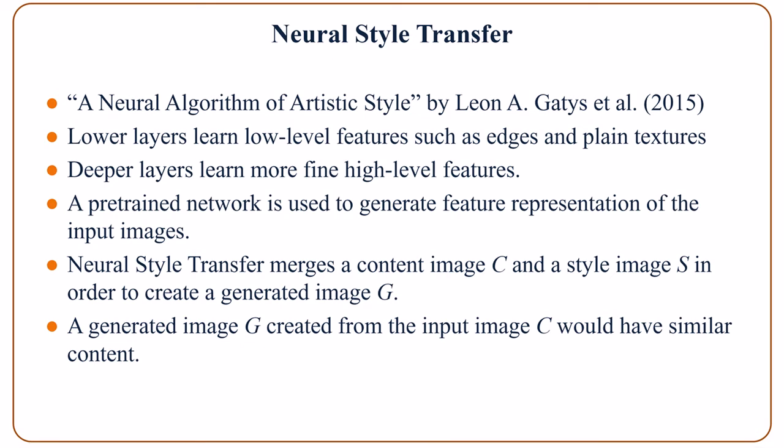Previously, we have known that lower hidden layers learn lower level features such as edges and plain textures, while deeper layers learn finer and higher level features. Using transfer learning, some hidden layers could be reused to create a new model. The reused layers can generate feature representations of the input images.